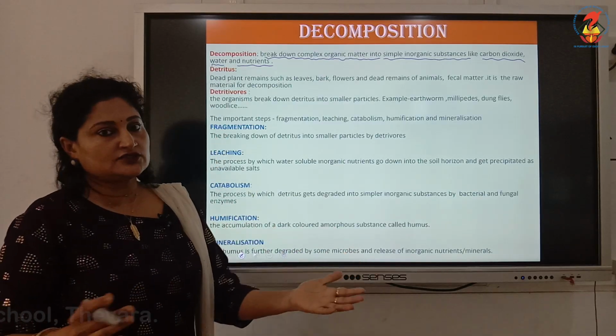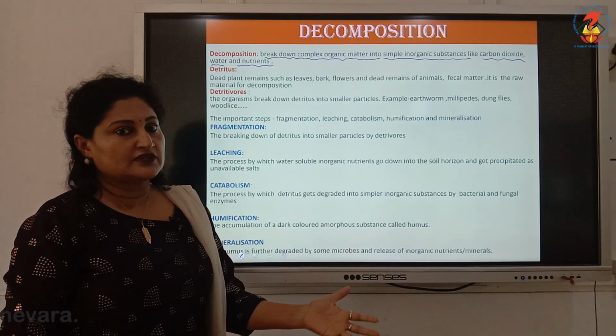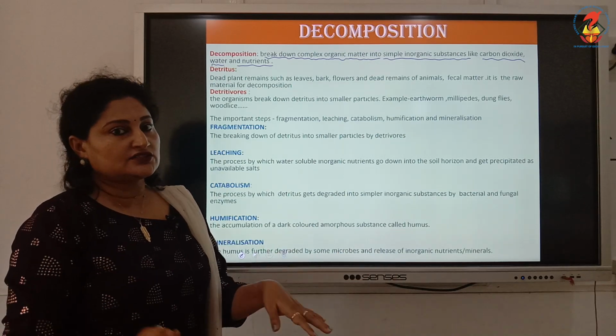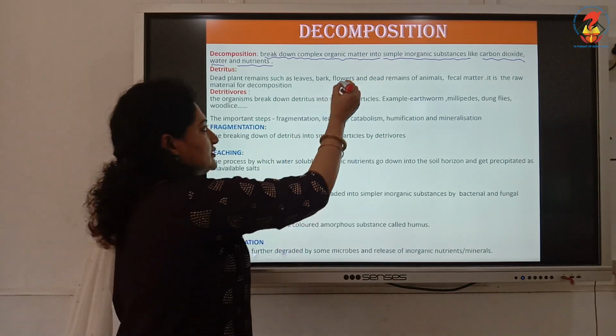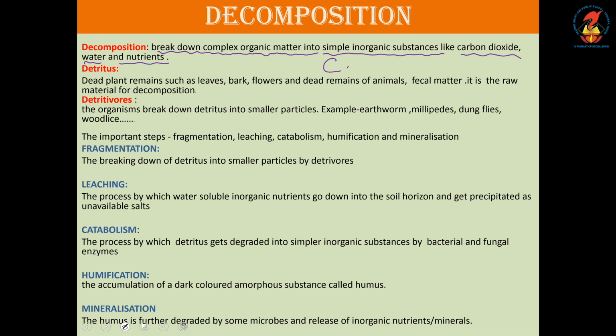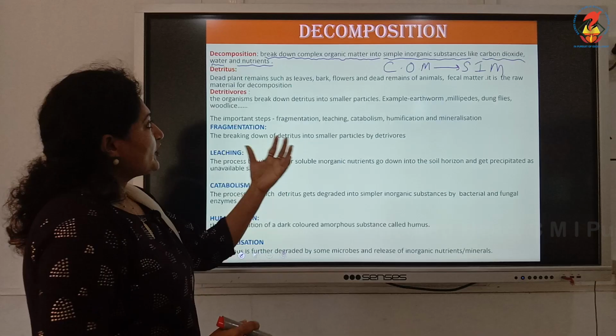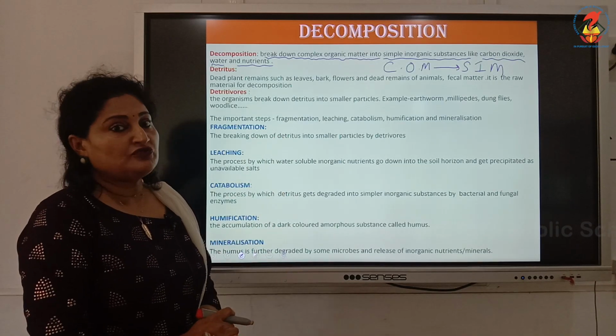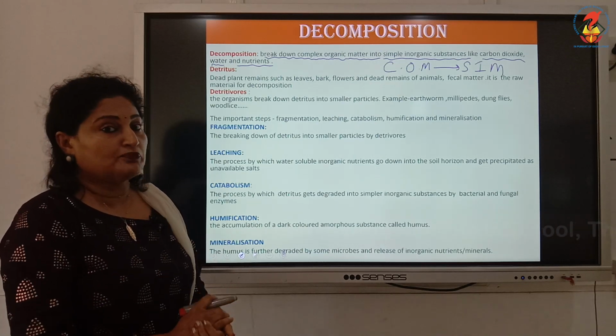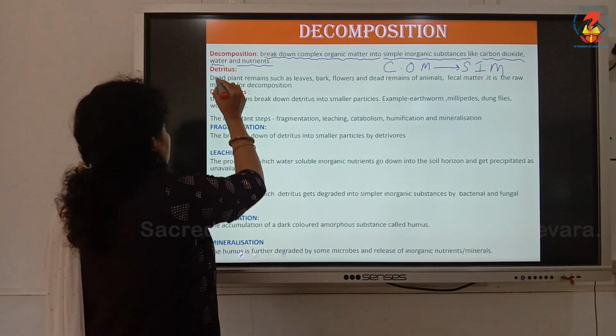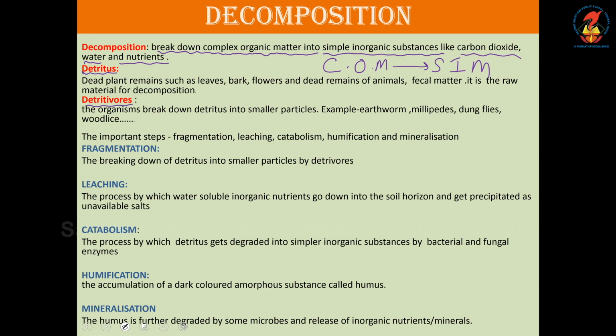Right from the lower classes, you are learning what is decomposition. In simple words, you have put it as degradation of organic matter, but you should now remember correctly: from complex organic matter to simple inorganic matter. Now, before going into the steps of decomposition, we have to learn two important terms, namely detritus and detrivo.